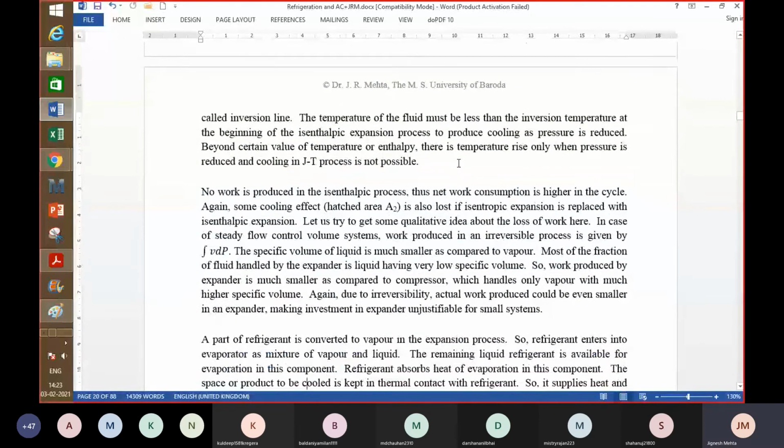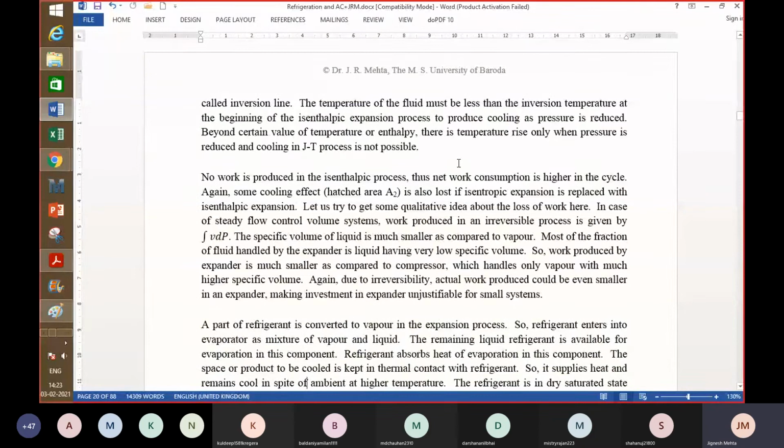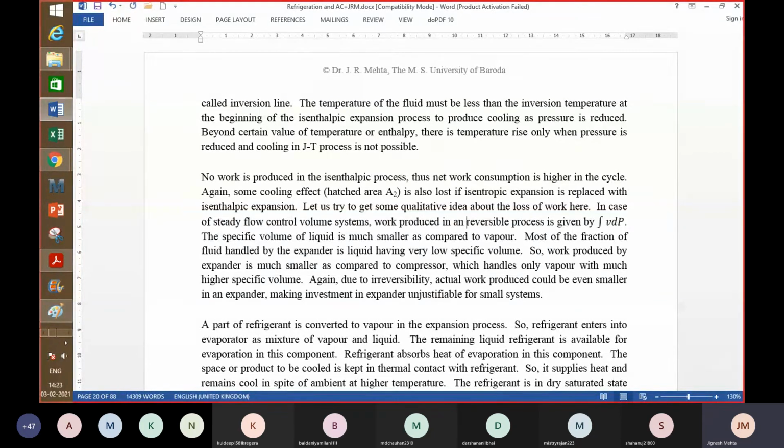Now, how important is that work, what you lost? So let us try to get some qualitative idea about the loss of work here. These are steady flow devices. So the work produced by such a device, let us assume it to be a reversible process. In a reversible process, it is given by integration VdP.